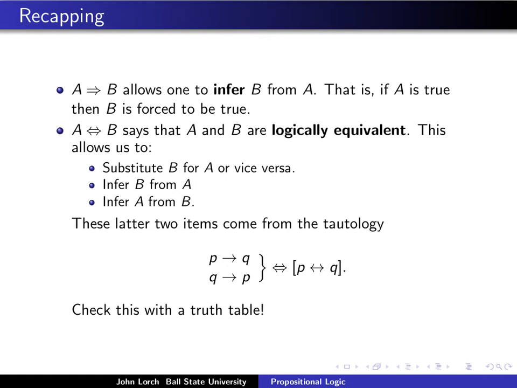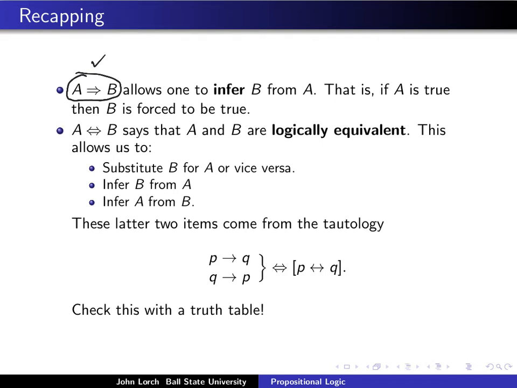So before we go any further, maybe it's worthwhile for us to recap a couple of things. So first of all, we have the tautology, if A, then B. That allows us, when that is in place, to infer statement B from statement A. That means that if A is true and this tautology is in place, then B is forced to be true.